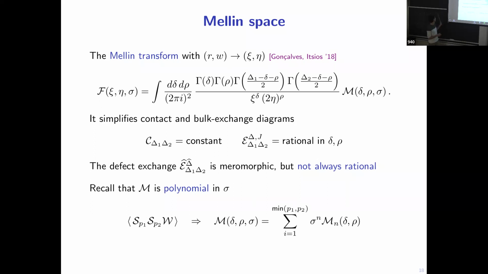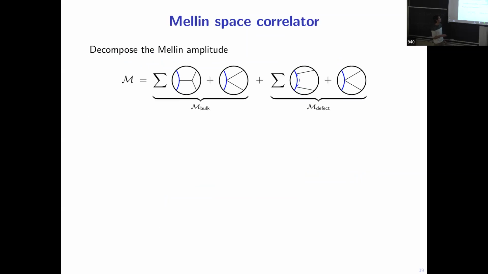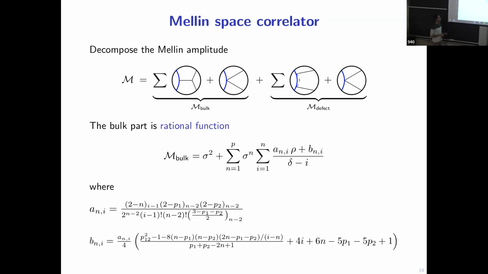Okay, besides this more technical comment, now let me present how the correlators look in Mellin space. I'm going to separate my amplitude into two parts. One part, which I'll call M bulk, contains this type of diagrams, and the part with the defect contains this type of diagrams. For the contact diagrams, I need to put some part here and some part there, but there's a well-defined way to do it.